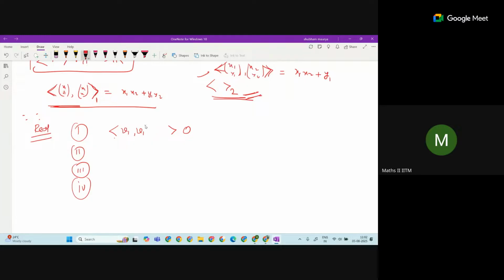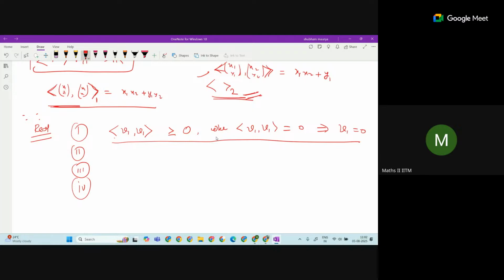This angle bracket of v1 with v1 is always greater than or equal to 0, and if it is 0, then v1 comma v1 value is 0, which implies v1 is equal to 0. This is what the first rule means.